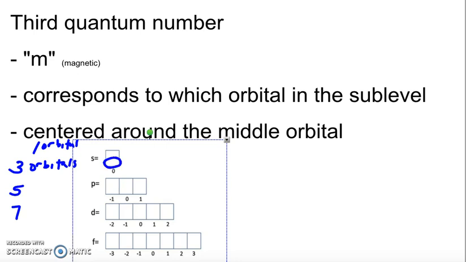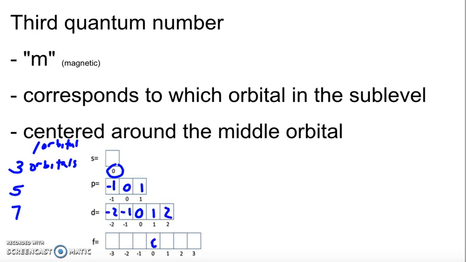If the electron is found in the p sublevel, depending on whether it's in the center, it has a code of 0. Off to the right, a code of +1, and off to the left, -1. For d, the middle orbital is centered around code number 0, then 1, 2 to the right, and -1, -2 to the left. For f, the middle orbital is 0, then 1, 2, 3 off to the right, and -1, -2, -3 to the left. Depending on which orbital the electron is in, it corresponds to one of those numbers. That's the third of the 4 quantum numbers.